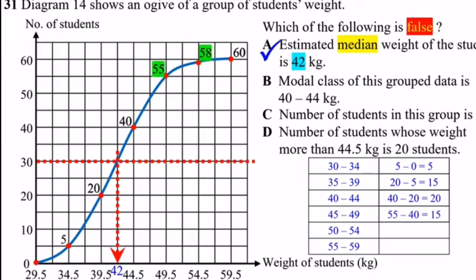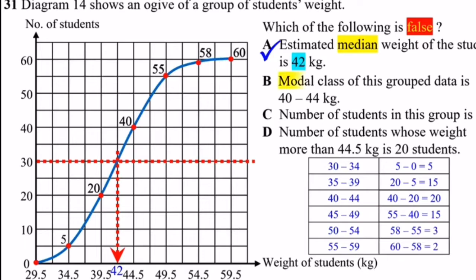Then we proceed to the next class interval, which is from 50 to 54. So we have 58 minus 55, which is 3 students. And finally, the last class interval, where the frequency, or in other words the number of students, is 60 minus 58. So we have 2 students. We have settled the frequency table.